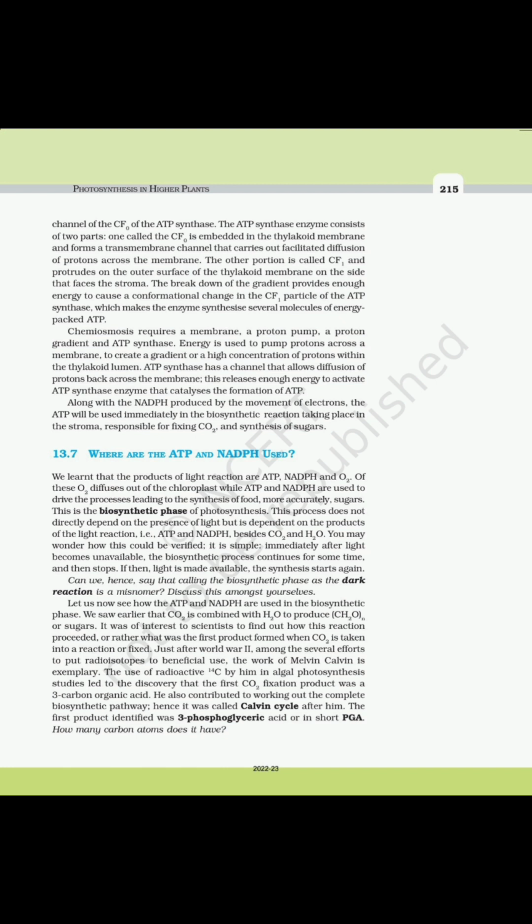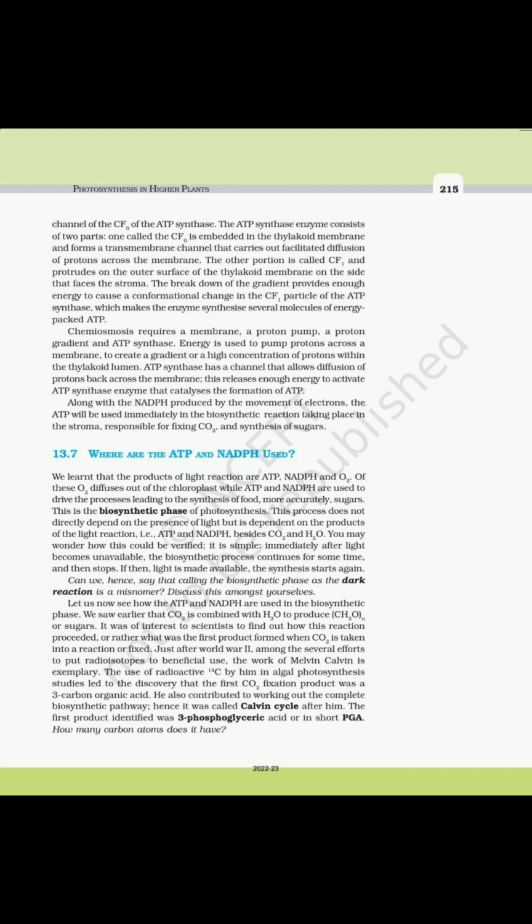The breakdown of the gradient provides enough energy to cause a conformational change in the F1 particle of the ATPase, which makes the enzyme synthesize several molecules of energy-packed ATP. Chemiosmosis requires a membrane, a proton pump, a proton gradient and ATPase.